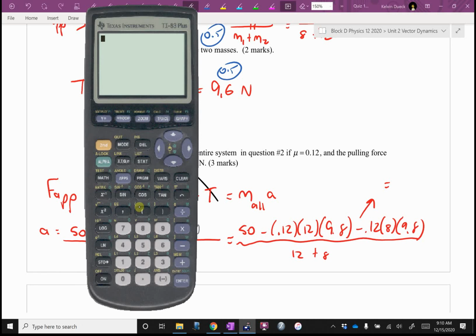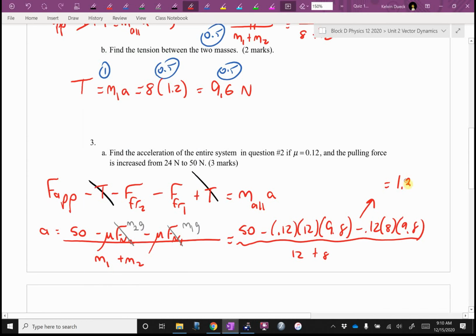Fraction, definitely brackets around the top. 50 minus 0.12 times 12 times 9.8 minus 0.12 times 8 times 9.8. Close off the top, divided by bracket 12 plus 8. I know 12 plus 8 is 20, and in my homework I typed 20, but I think I've told you, Adrian, on a test or a quiz, I do everything on my calculator. Yeah? Did you get 1.324? All right, 1.32, but I'll keep that 1.324 for further calculations. So far, so good.